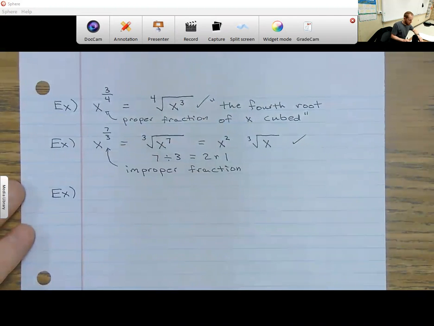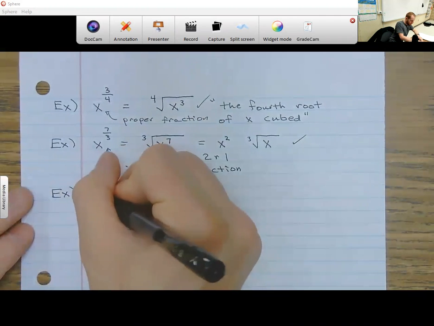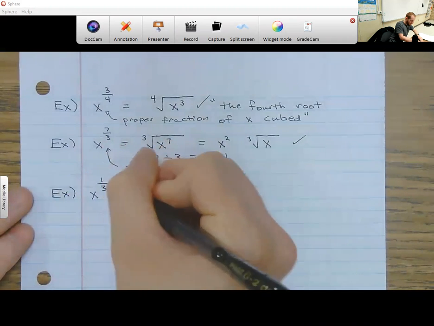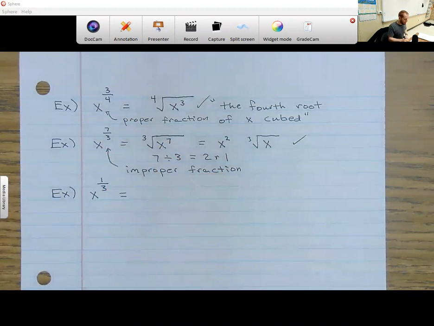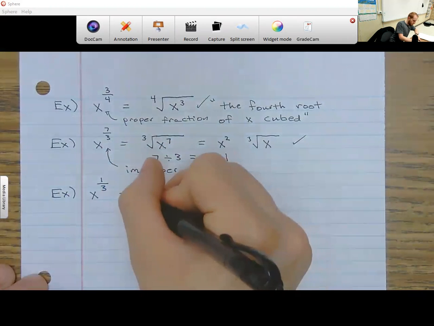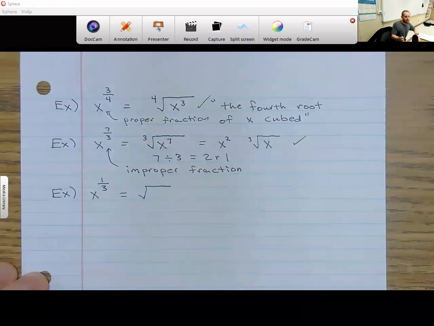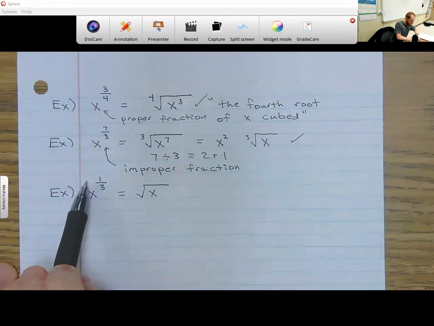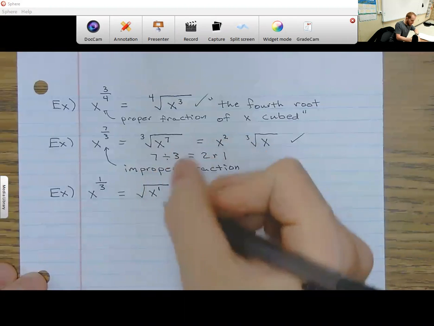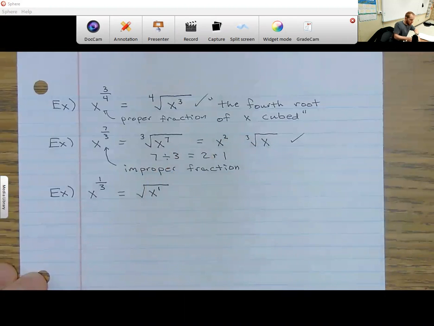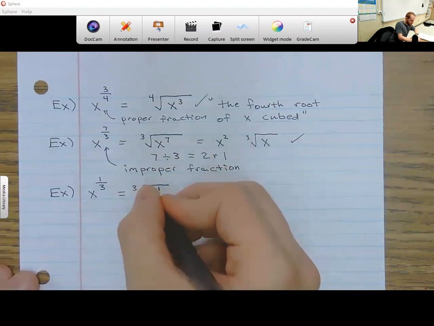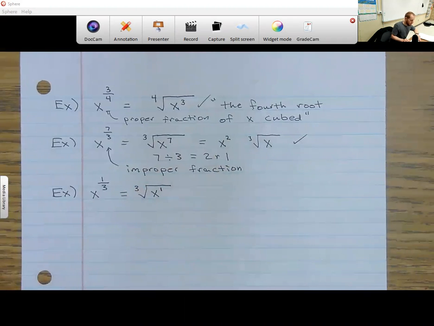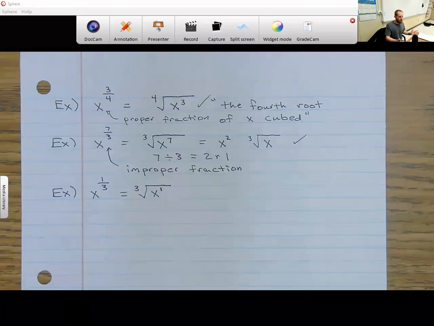All right, let's say I have x to the 1/3 power. So what I do is I draw my radical and I put x on the inside. The new exponent is going to be the top of the fraction, so the 1 goes on the inside. And then the 3 on the bottom goes on the outside. That's going to become the new index. So this is cube root, right? That's what the 3 means. I've got a cube root of x to the 1 power.